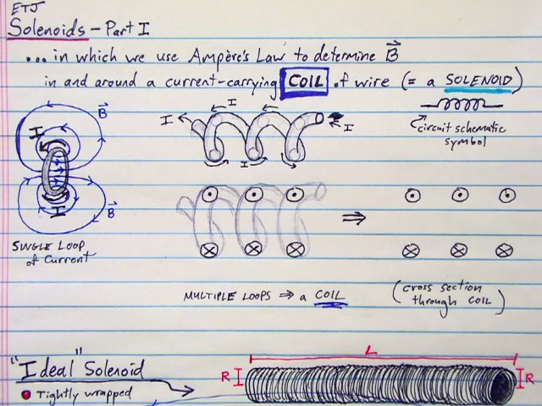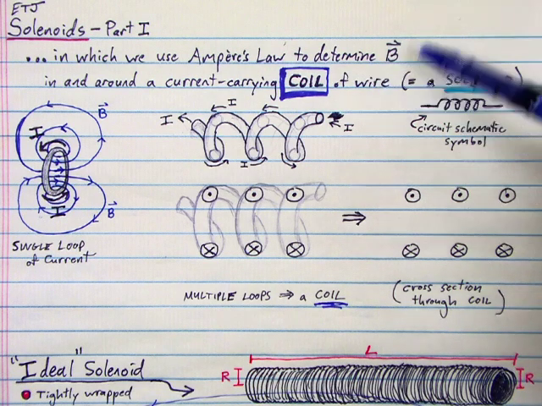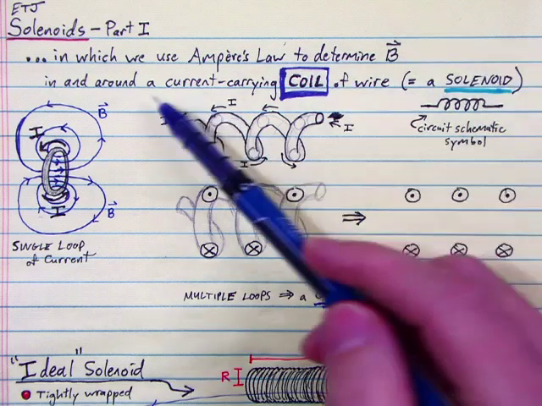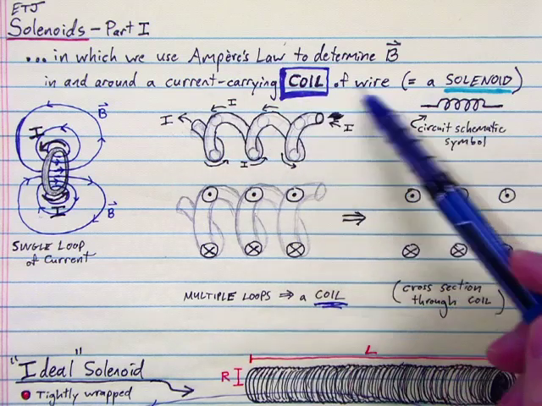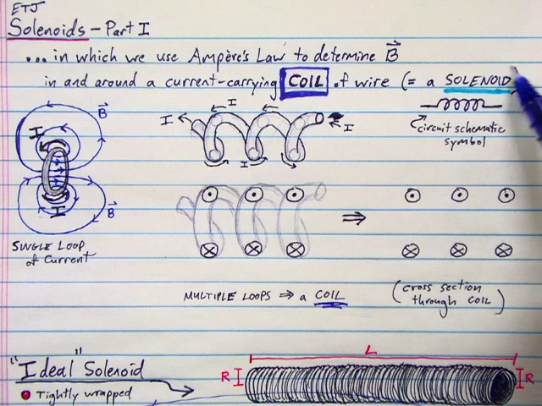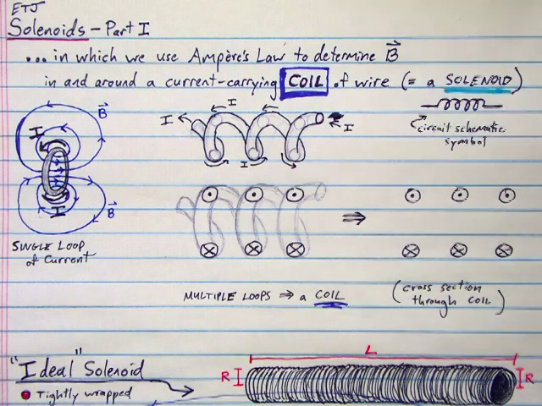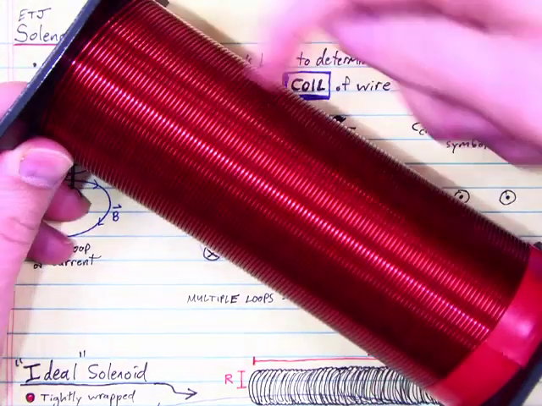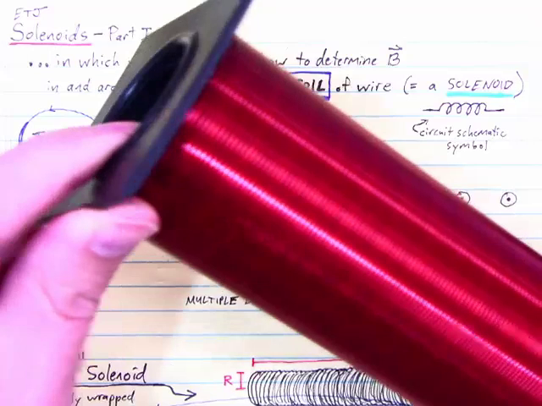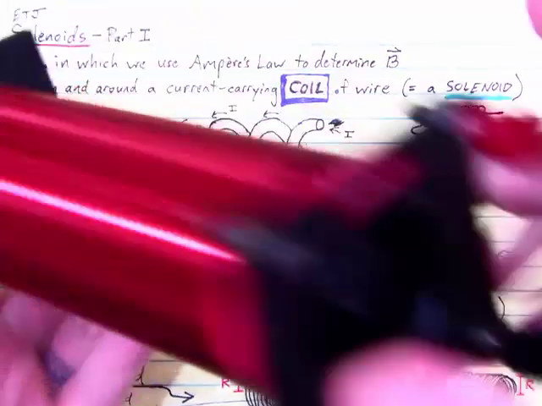Let's now use Ampere's law to investigate the magnetic field produced by a coil of wire carrying a current. A tightly wrapped coil of wire is sometimes called a solenoid. Here's an example of one here. Tightly wrapped wire spiraling around from one end to the other.